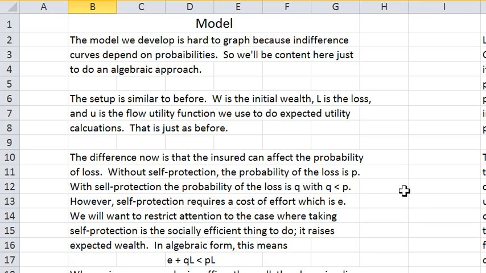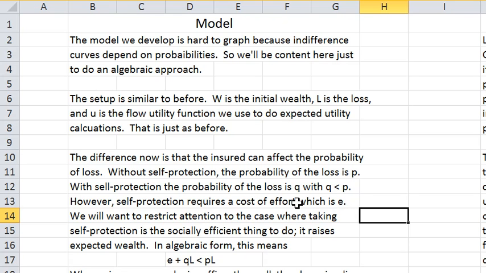So here, when we do the model, we are going to do it algebraically only, because graphing is a little bit hard. Let me explain why. In this example, the consumer can affect the probability of loss. If the consumer takes precaution, they can lower the probability of loss to Q, where Q is less than P, the probability of loss when they don't take precaution. Because the indifference curves themselves depend on the probability of loss, it's going to be hard to keep track of preference when you have these two different probabilities floating around. So we're only going to do this algebraically, and we are not going to look at this graphically.